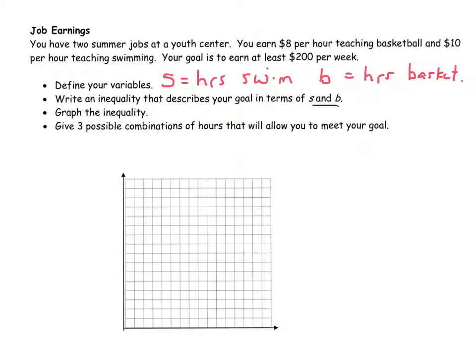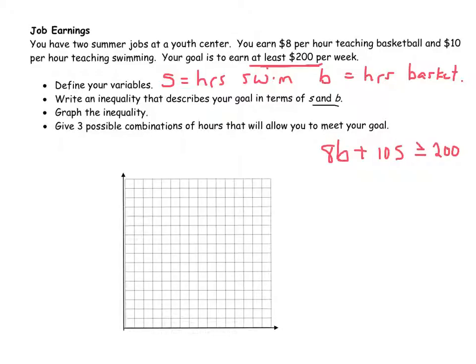All right, write the inequality that describes your goal in terms of S and B. So I would say the inequality would be $8 an hour teaching basketball, so 8B plus $10 for swimming, 10S. And we want to make at least $200 per week. So that means at least would be greater than or equal to $200, because you can make more than, but you can't make less than.